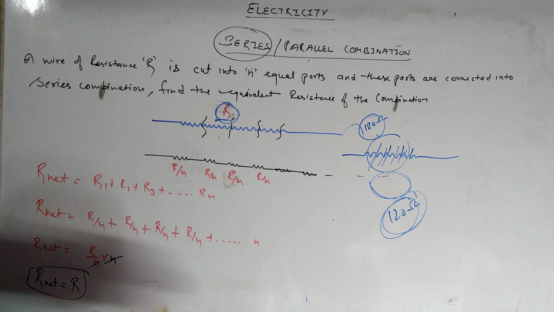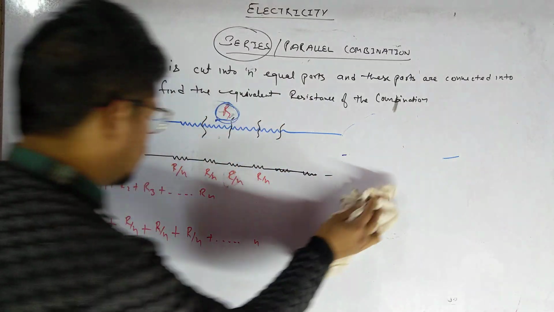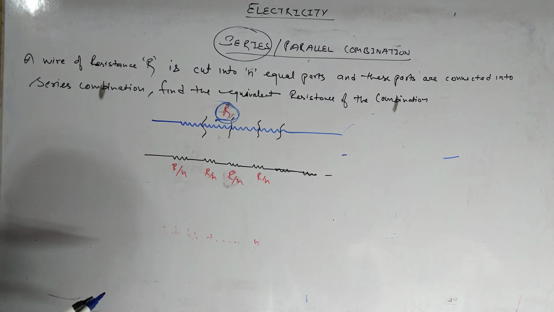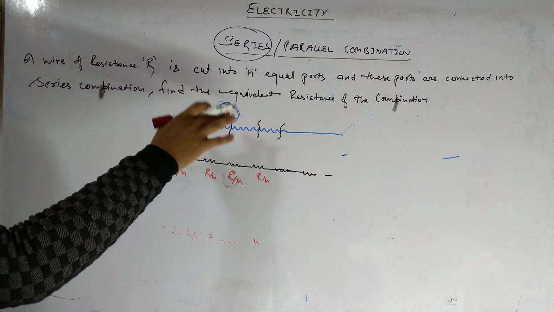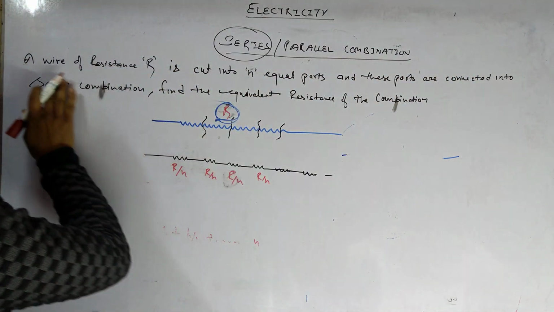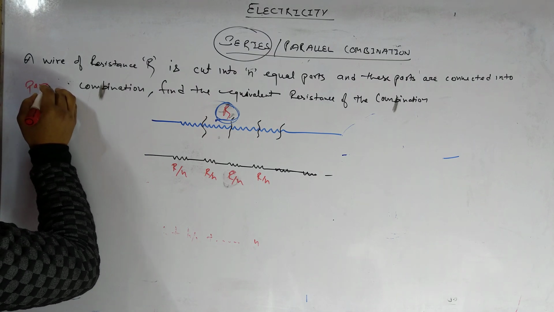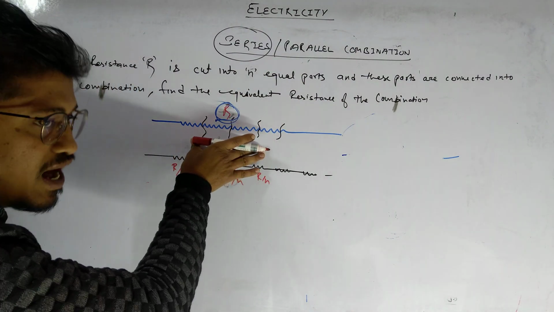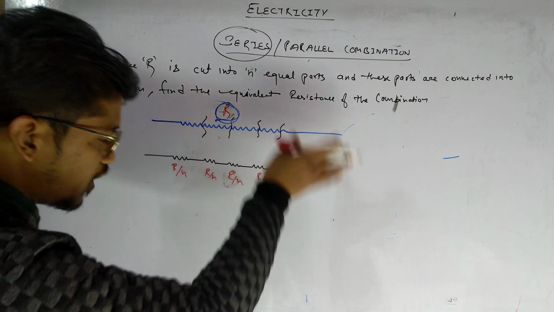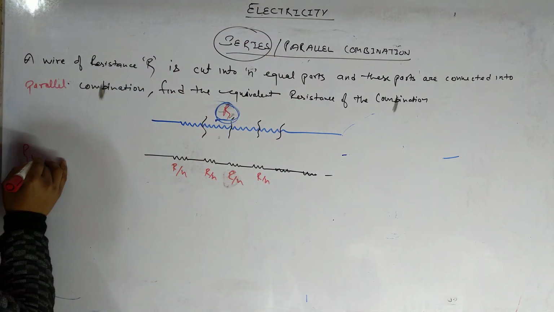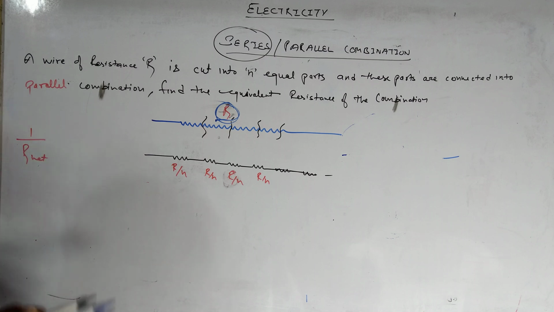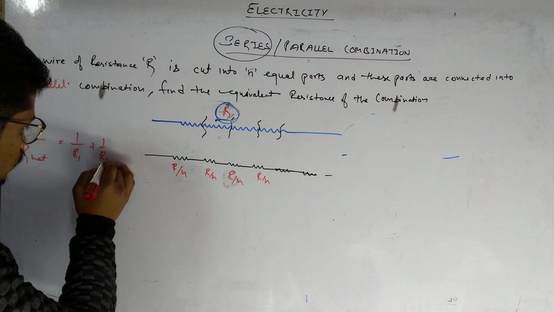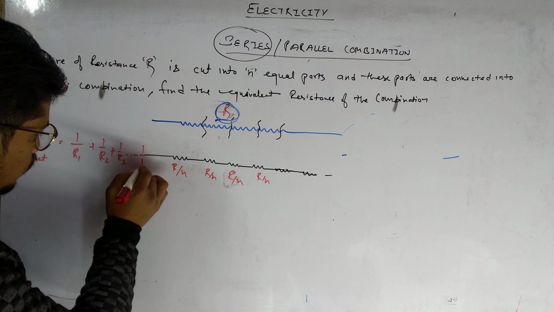Now students, you have the same question, and now I am changing it a little bit. A wire of resistance R is cut into n equal parts, and these parts are connected in a parallel combination. Find the equivalent resistance. Suppose you have R and you cut it into R by n, R by n, R by n, n equal parts. You know very well what R net is when we add the resistances in a parallel manner: 1 by R net is equal to 1 by R1 plus 1 by R2 plus 1 by R3 dot dot dot 1 upon Rn.